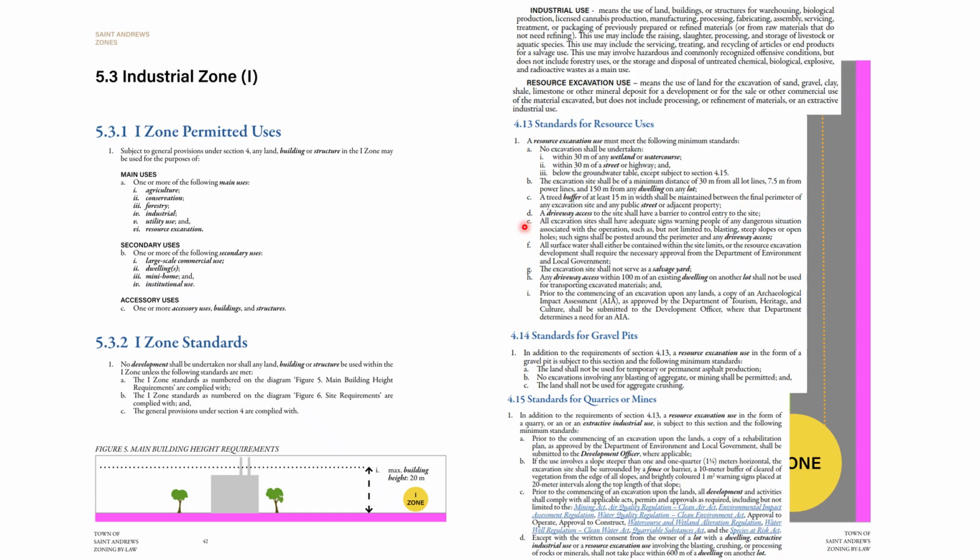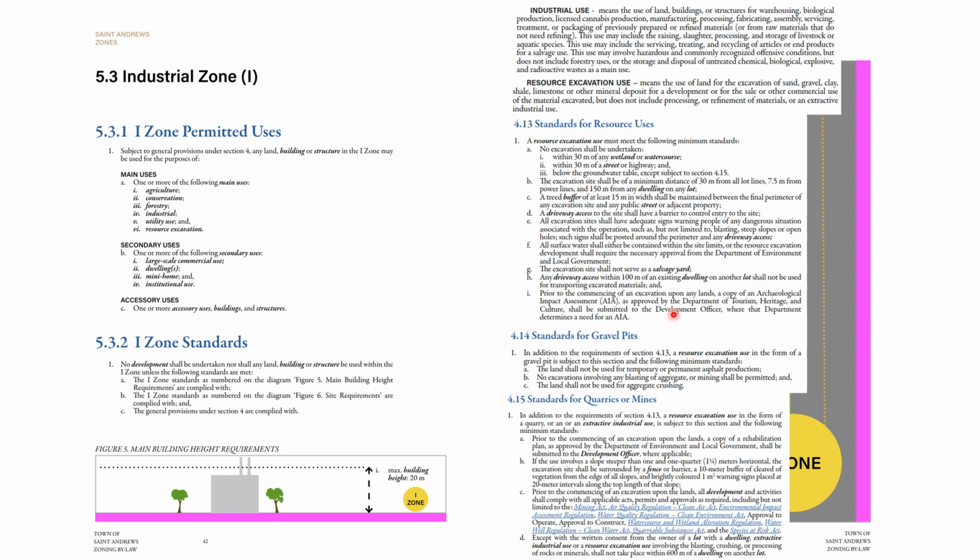In addition to those above requirements, the land shall not be used for temporary or permanent asphalt production. No excavations involving any blasting of aggregate or mining shall be permitted, and the land shall not be used for aggregate crushing. Standards for quarries or mines. In addition to the requirements of Section 4.13, a resource excavation use in the form of a quarry or an extractive industrial use is subject to this section and the following minimum standards.